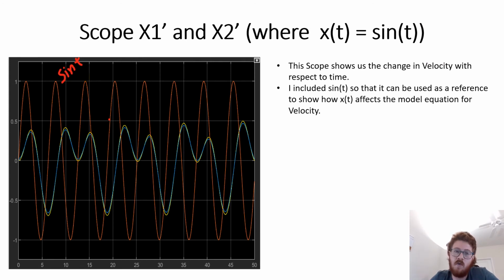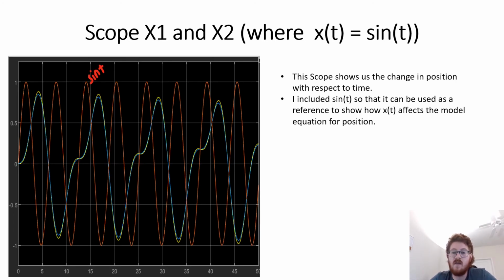This is the scope of the model where we used X of T equal to sine T, and this represents the velocity with respect to time. I included a sine curve so that you can see how it references to that. This is the scope using the X of T equal to sine of T, modeling position with time. And I also included a sine curve so that we can see how it references to that.